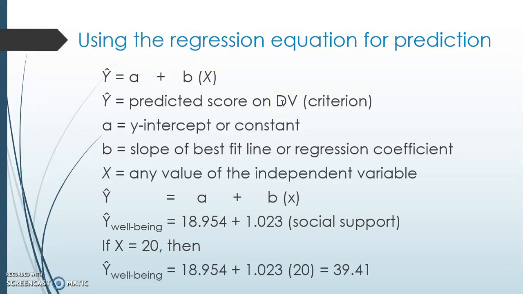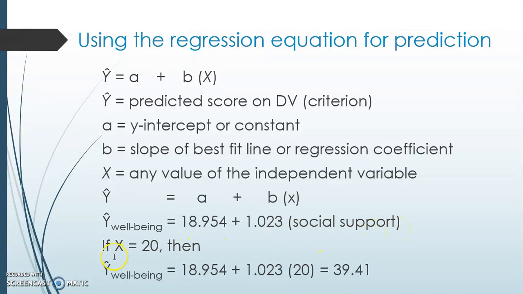So what we need to do now is to take the data from that table and insert it into this equation, and then we can actually come up with a predicted estimate for the dependent variable based on the independent variable. So we can make a guess at what well-being would be if we knew what an individual's level of social support was. So in this equation here, we can see y-hat for well-being is equal to this 18.954 that came from the coefficients table, as well as this 1.023, which was our unstandardized b coefficient, and then we're going to multiply that by whatever the level of social support is.